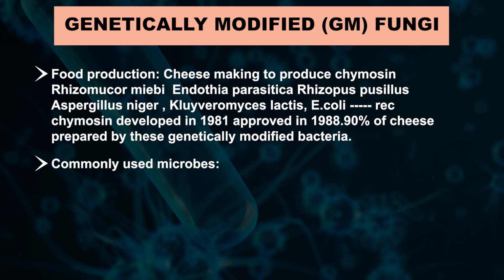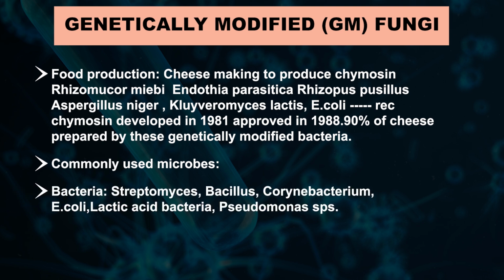Commonly used genetically modified bacteria and fungi are Streptomyces, Bacillus species, Corynebacterium species, E. coli, lactic acid bacteria species, then Pseudomonas species in case of bacteria, whereas in case of fungi, Saccharomyces cerevisiae and Aspergillus species are used mostly.